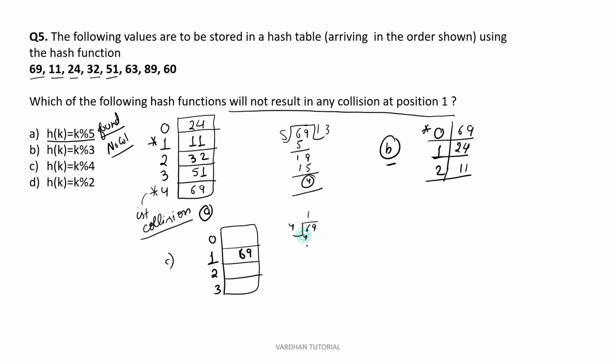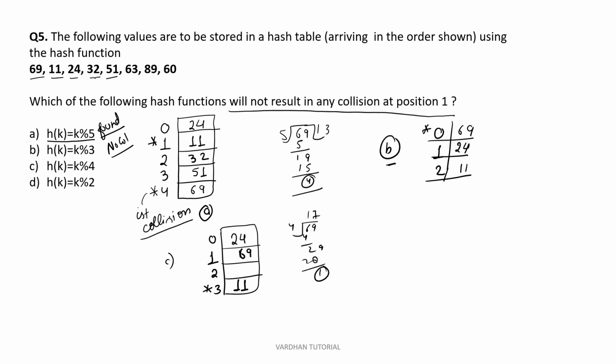See, for 69, 4 ones are 4, remainder is 2, 29. 4 sevens are 28, remainder is 1. For 11, 4 twos are 8, remainder is 3. So 11 will be assigned here. Then 24, 8 threes are 24. Collision is found at position number 3. 24 will be assigned again.